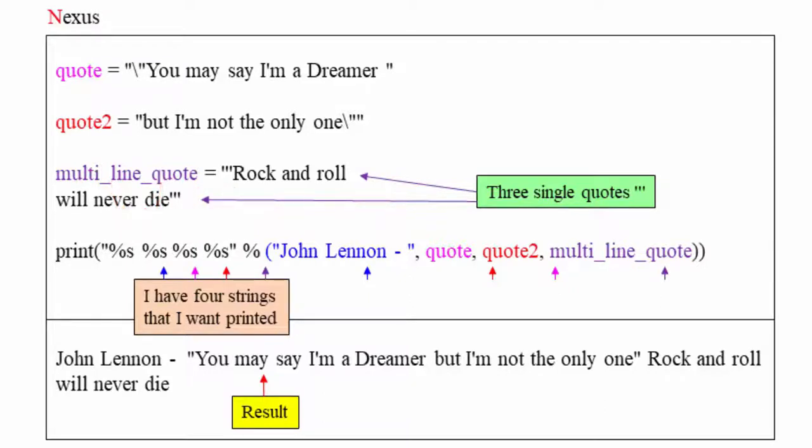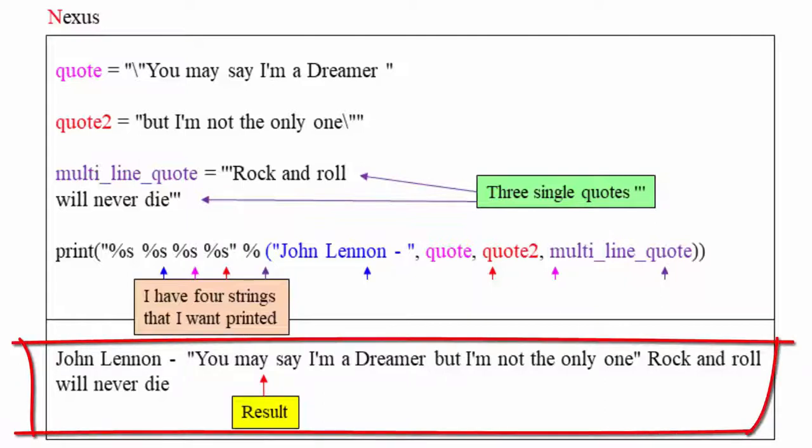John Lennon space dash space will be printed first in the first substitution string. Then I'm going to print out in the second substitute string quote, and then I want quote 2 in the third %s, and then I want the multi-line quote in the fourth substitution. So it's going to say John Lennon dash space, double quote, you may say I'm a dreamer, but I'm not the only one, double quote, rock and roll, go to the next line, we'll never die. That's how it's done.